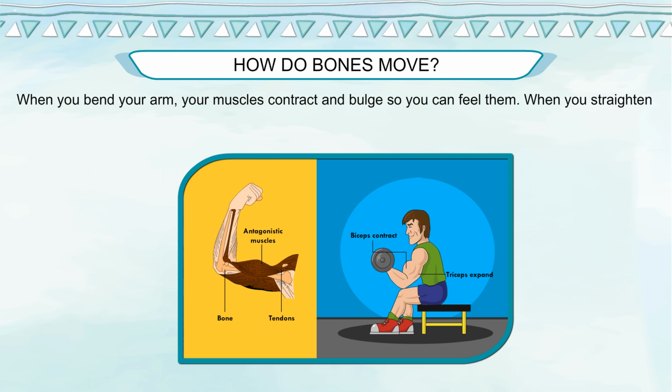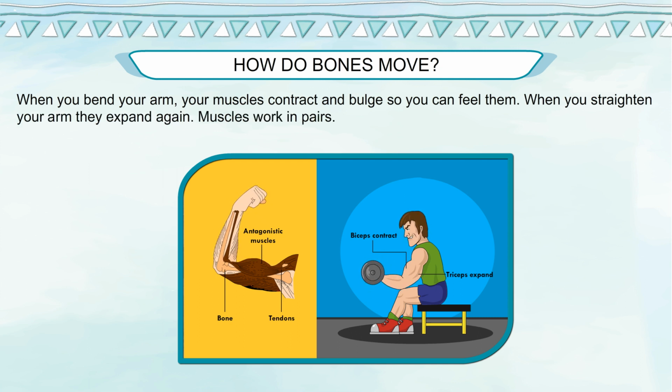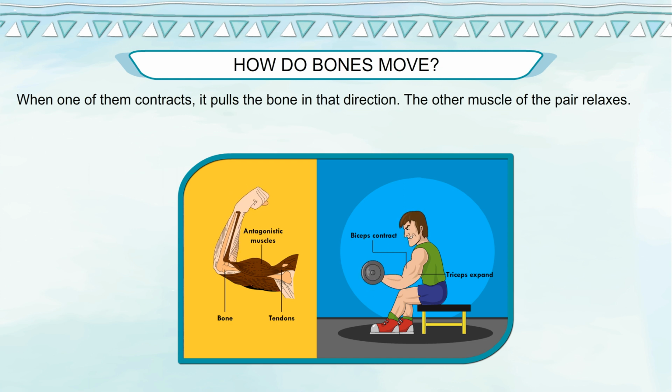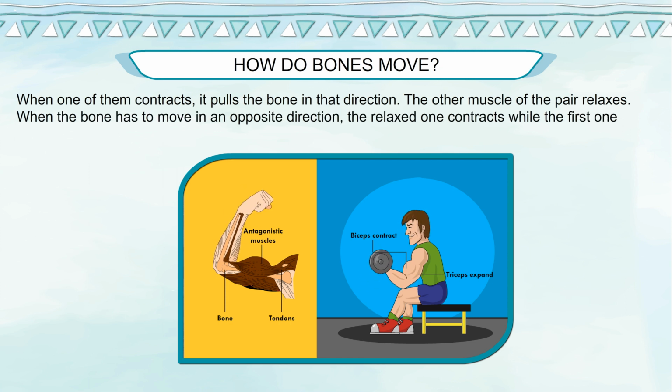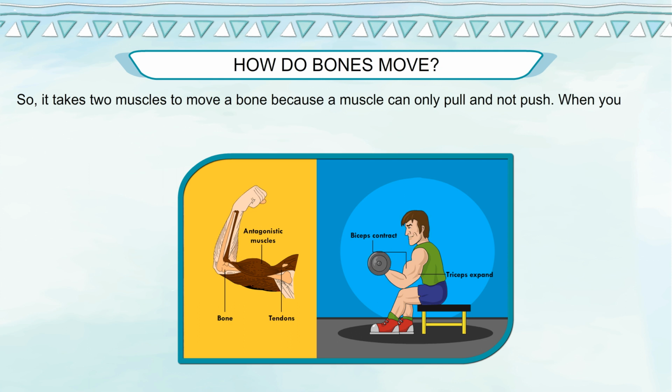When you bend your arm, your muscles contract and bulge so you can feel them. When you straighten your arm, they expand again. Muscles work in pairs. When one of them contracts, it pulls the bone in that direction. The other muscle of the pair relaxes. When the bone has to move in an opposite direction, the relaxed one contracts while the first one relaxes. So, it takes 2 muscles to move a bone because a muscle can only pull and not push.